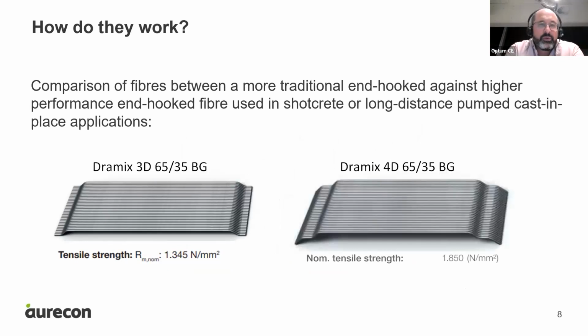used to use was the one on the left-hand side. It is a fiber produced by the supplier Bekaert, called Dramix 3D. The numbers here mean the aspect ratio, which is the ratio of length to diameter, and the 35 is the length. So both fibers here, on the left-hand side and the right-hand side, have the same ratio and the same length.